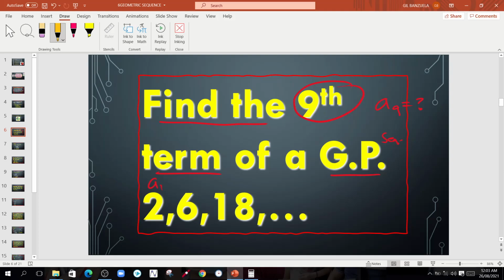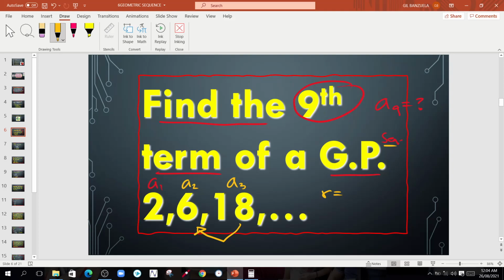So, yung second element natin, ayan, yung 6. And yung third element natin ay 18. So, again, sabi natin, sa geometric progression or geometric sequence, meron tayong common ratio. So, yun yung kukunin natin. So, katulad nung pagkuha natin ng common difference sa arithmetic sequence, guys, nagsisimula din tayo sa right side. Pero, this time, we don't subtract.